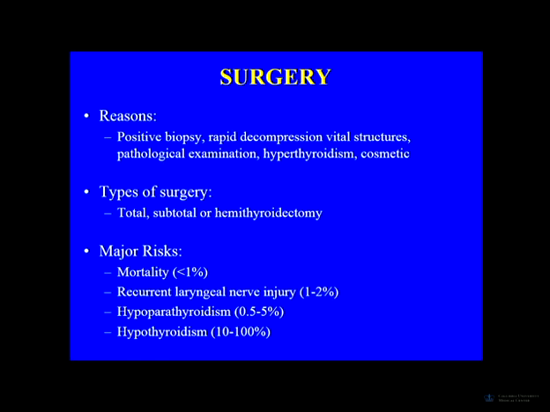Hypoparathyroidism can occur. You'll learn more about the parathyroid glands later in the course, but there are four of them, they sit in and around the thyroid, and they can be damaged during surgery and lead to either transient or permanent hypoparathyroidism. And then hypothyroidism, of course: if you have a total thyroidectomy, you certainly hope the patient's hypothyroid or something went wrong in the surgery. But occasionally, if a hemithyroidectomy is performed, they may actually remain euthyroid.